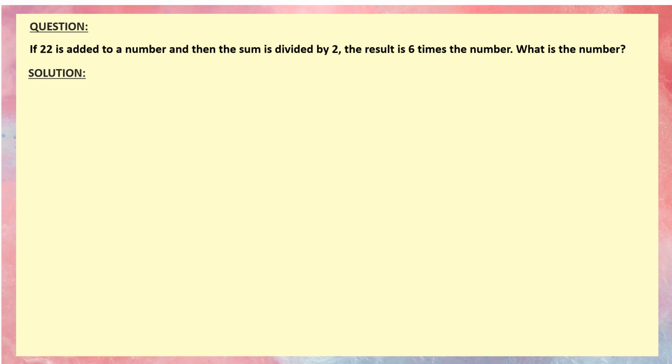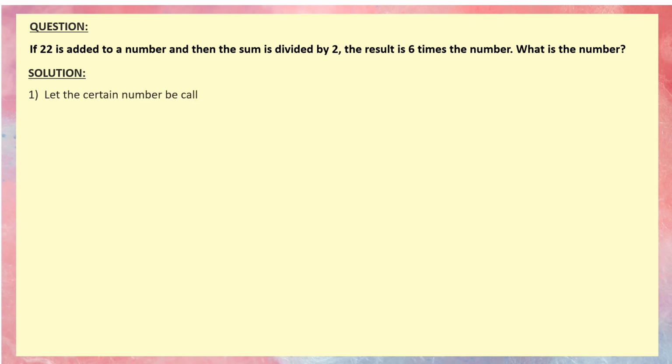They will be looking at a question, and the question reads as follows. If 22 is added to a number and then the sum is divided by 2, the result is 6 times the number. What is the number? So we'll just quickly look at how to solve this particular word problem.